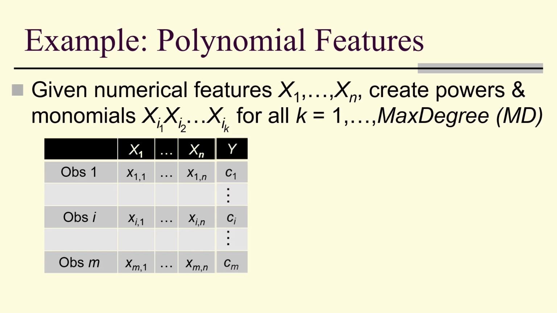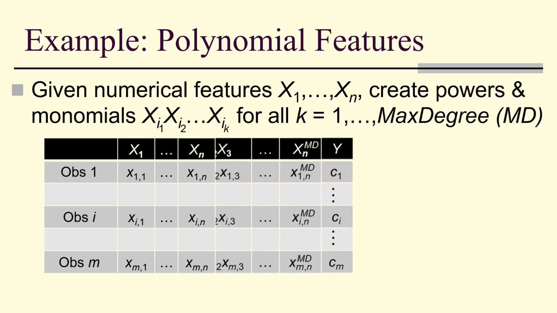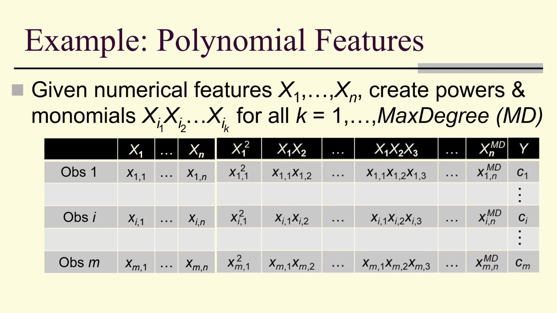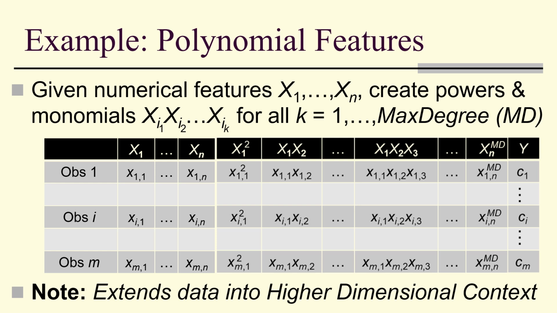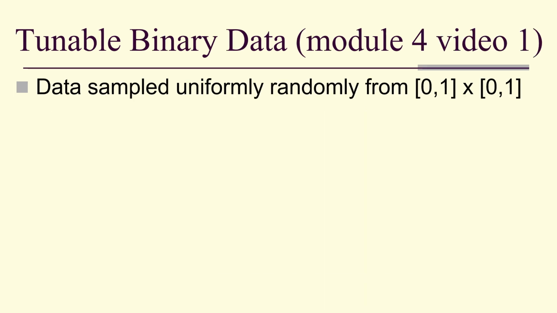Given numerical features, x1 to xn, create powers and monomials, products of the variables, for all k equals 1 up to some maximum degree. This extends data into a higher dimensional context. Remember our very first module where we talked about classifiers and extending the higher dimensions to improve classification. This is one way of doing that.